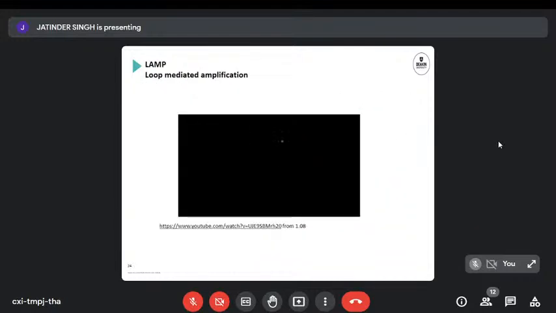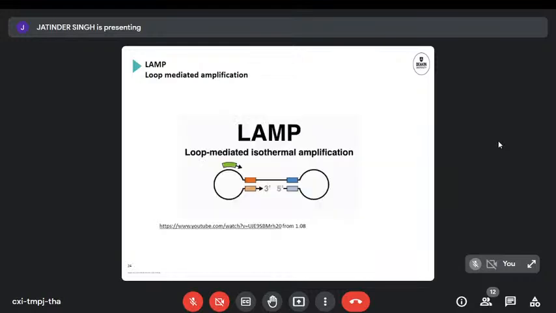LAMP is a little bit more temperamental, a little bit more complex. So I'll show you a little movie of how LAMP amplification works. Would be good if it plays.